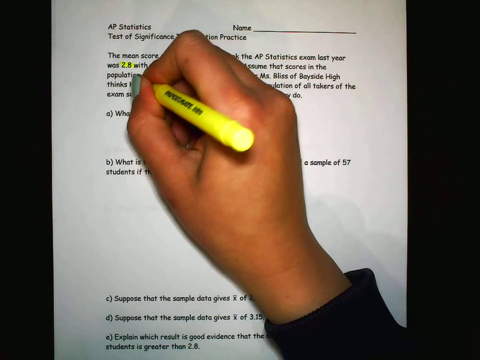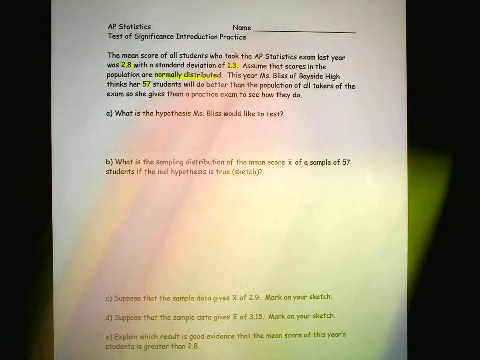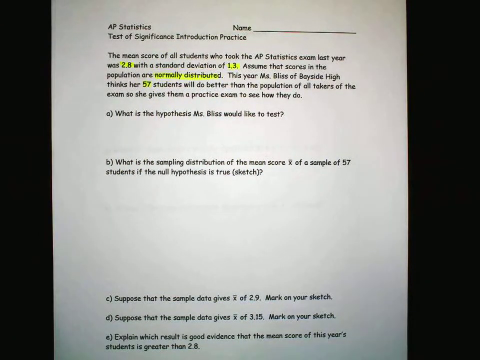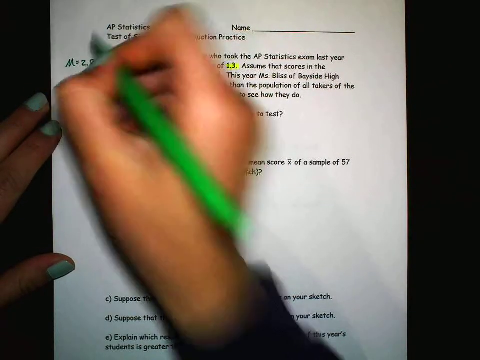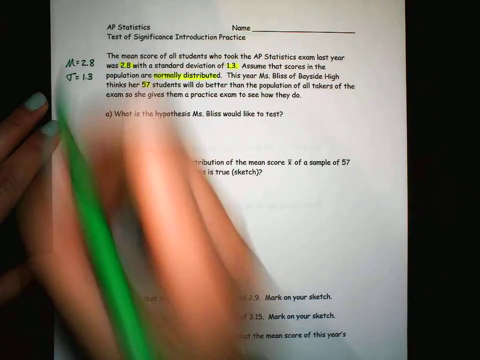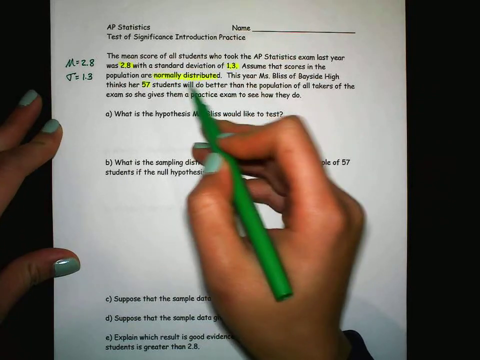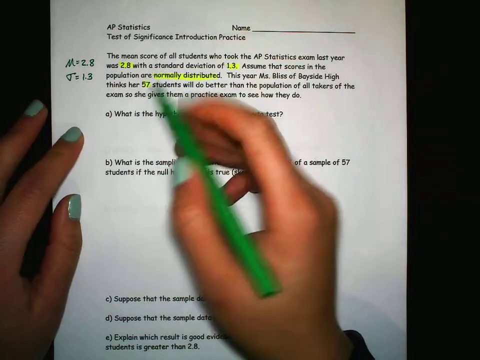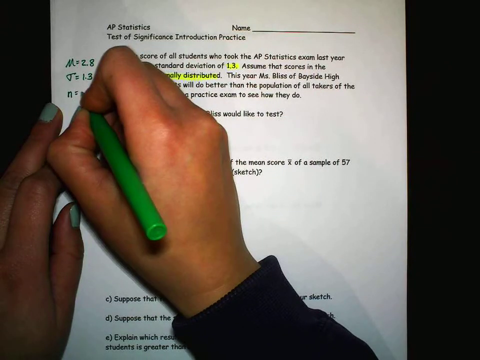So a few things here. We know that the population mean is 2.8. Population standard deviation is 1.3. All right, it's normally distributed, so we'll probably find a z-score somehow. And then our sample size is 57.